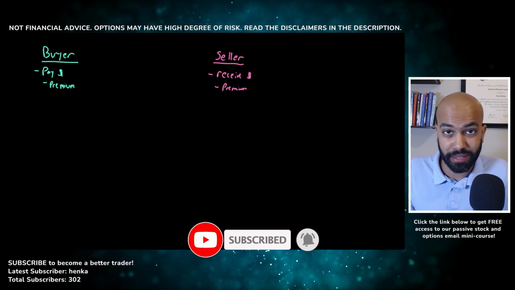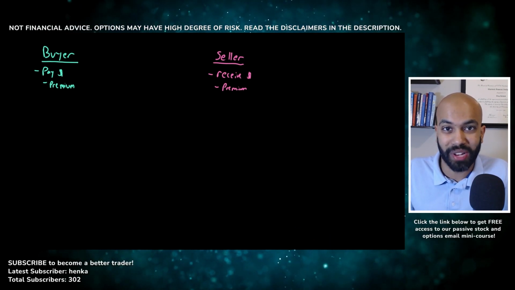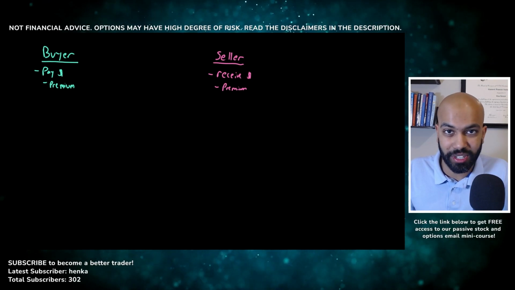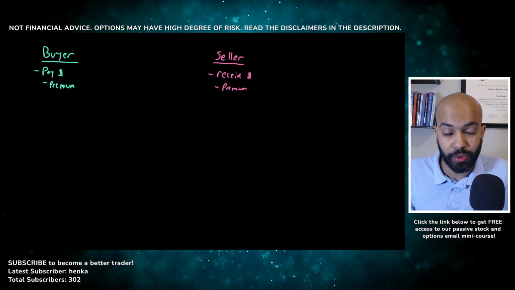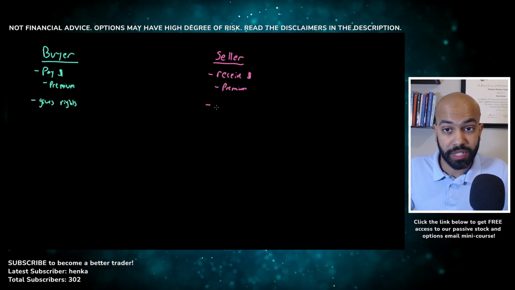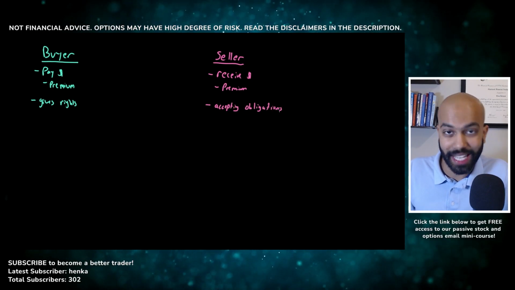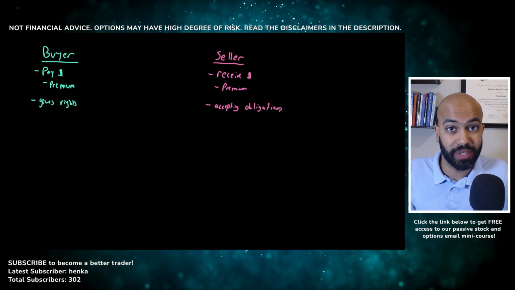So the buyer pays the premium and the seller receives the premium. But why should anyone just randomly pay premium, right? You got to get something in return. So what is the reason they're doing this? The reason is because this contract gives the buyer certain rights, and the person receiving the premium, they are actually accepting obligations. And again, to accept these obligations, they are receiving this premium.